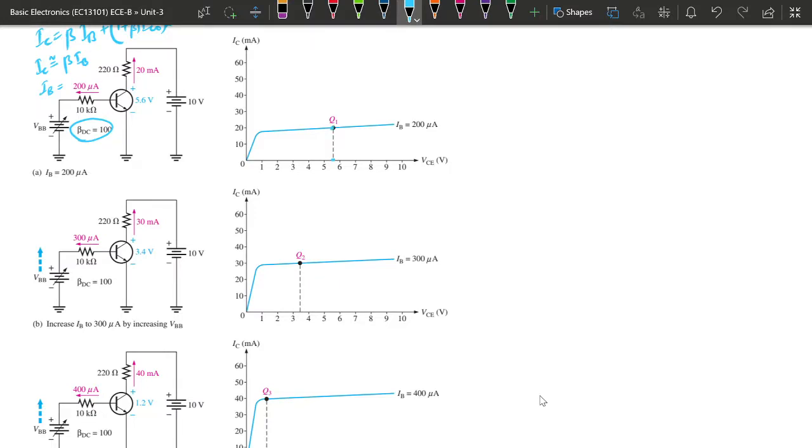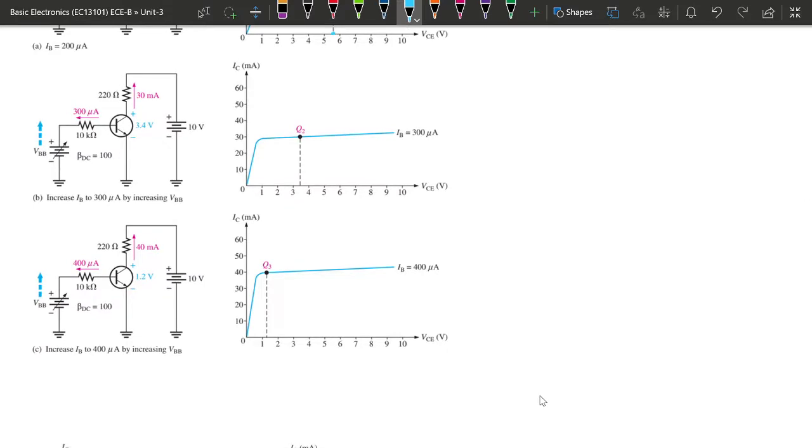Okay, similarly for a different base current, with 300 microampere, suppose we increase this VBB. By increasing this we can get the IB current increased to 300 microampere. With 300 microampere we will be getting IC, and with respect to that IC we will be getting the VCE. So VCE will be this value and IC will be this, so this will be the operating point.